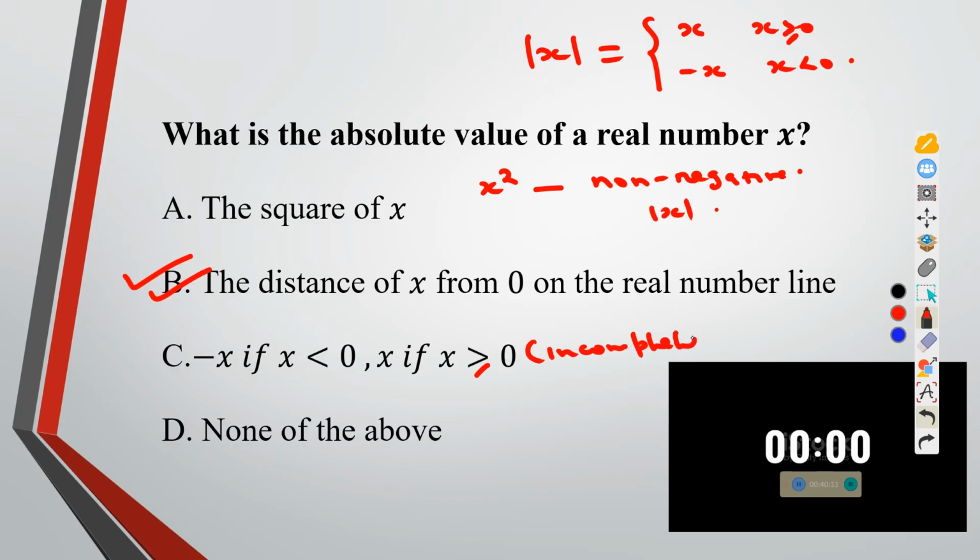This is incomplete. Then none of the above, this one will be out. So the distance of x from 0 on the real number line will be our answer. This is incomplete because of this greater or equal sign. So basically that is about that question. Let us look at the next question.